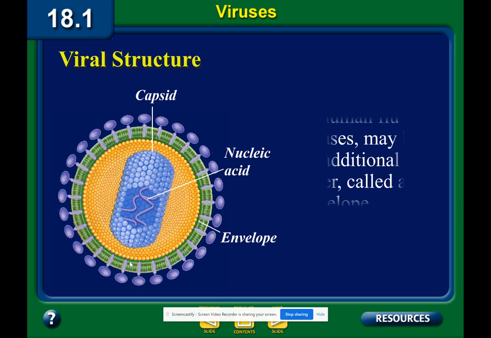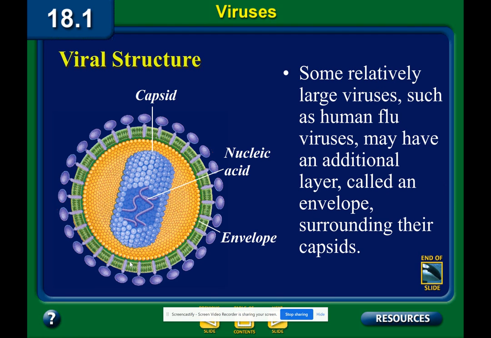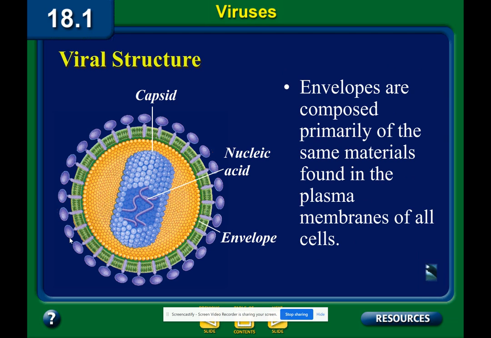Okay, so it says some relatively large viruses, such as human flu viruses, may have an additional layer. We just mentioned this, called an envelope surrounding the capsids, but we left one thing out. You see these little round, bulbous projections. These things that stick out from the envelope, these are really, really important. We're going to get to these in just a second, but I just didn't want you to overlook those.